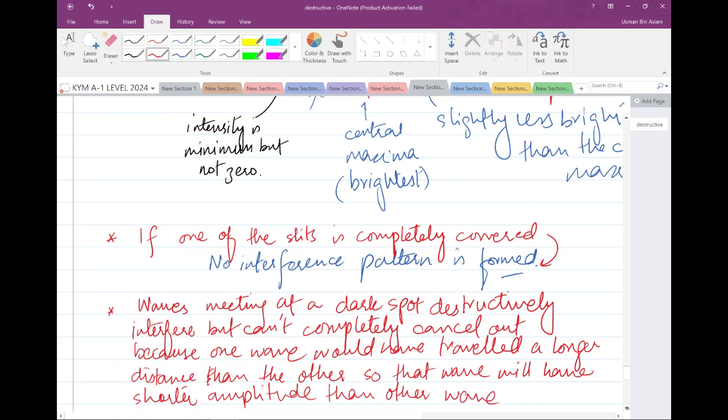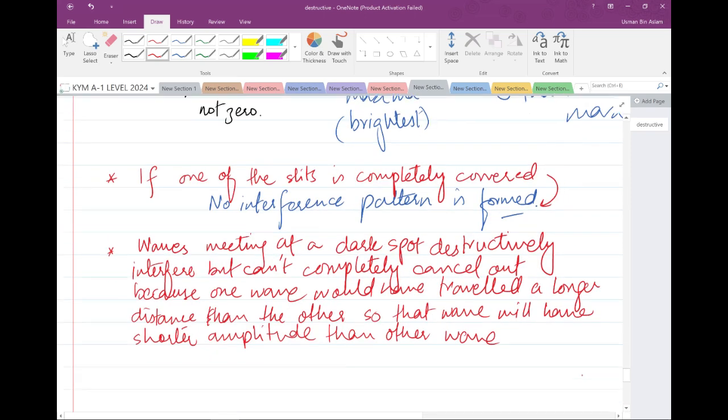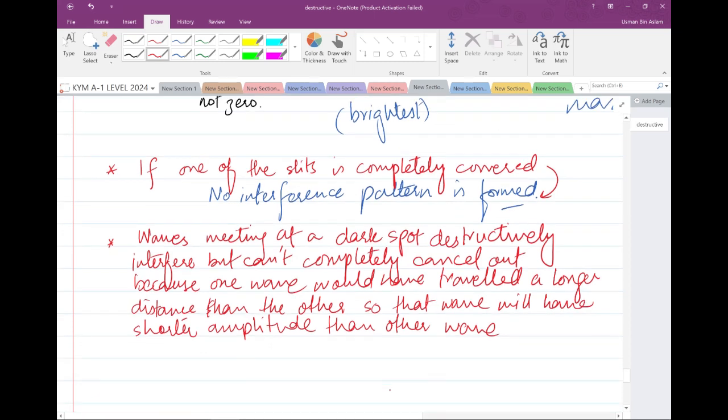We know that if a wave travels a distance and if it travels more distance, its amplitude is decreased to a greater degree. So for a minima being formed, two waves meet destructively, but because one wave will have traveled a slightly longer distance than the other wave, one wave will have a slightly shorter amplitude than the other one. So when they try to completely cancel each other out, they don't have equal amplitudes, so they end up only decreasing the amplitudes instead of completely canceling it out.